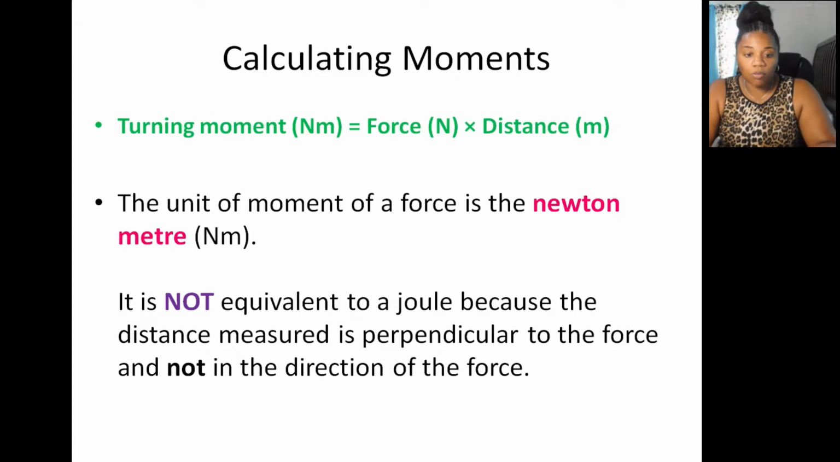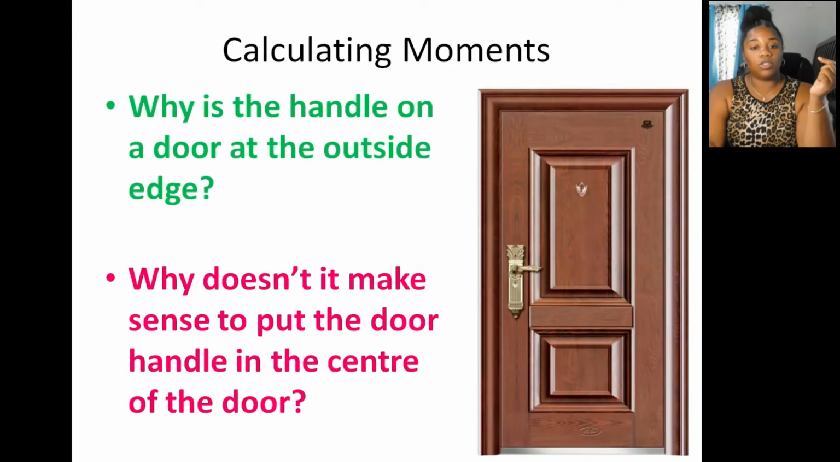The unit of moment of a force is Newton meter, like I said, and it is not equivalent to a joule because the distance measured is perpendicular to the force and not in the direction of the force, right? By perpendicular, we have it like this, so a force may be acting up or downwards towards the plateau here, right? It's not in the direction of the force, it's causing something to turn.